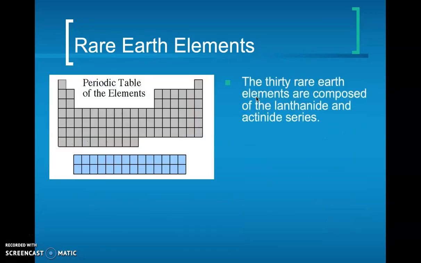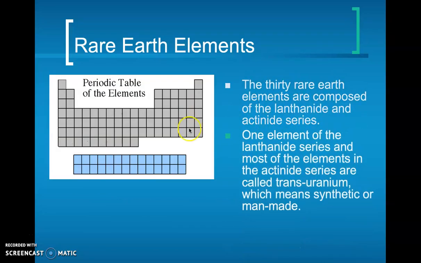The rare earth metals then are the ones down there on the bottom, okay? And these are ones that we won't even get into really studying besides this slide. The 30 rare earth metals are composed of the lanthanide and actinide series. One element of the lanthanide series and most of the elements in the actinide series are called transuranium, which means that they are synthetic or man-made. So they can't even be found naturally on Earth.